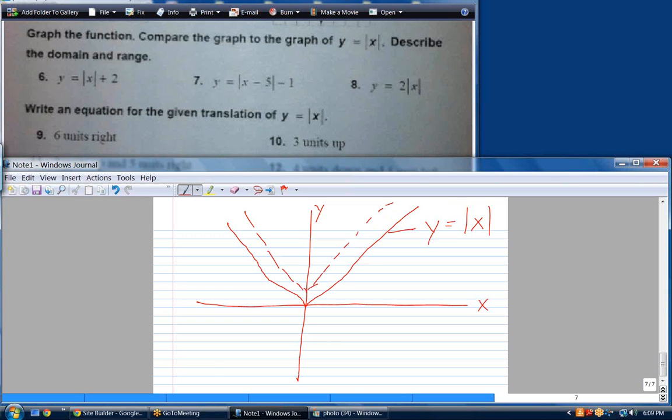Now, what's the domain of my new function? What can x be? All numbers above. No, don't get domain and range confused. Always do domain first and range second. And domain is always what the x can do. Range is always what the y can do. So what possible values can x take on here?